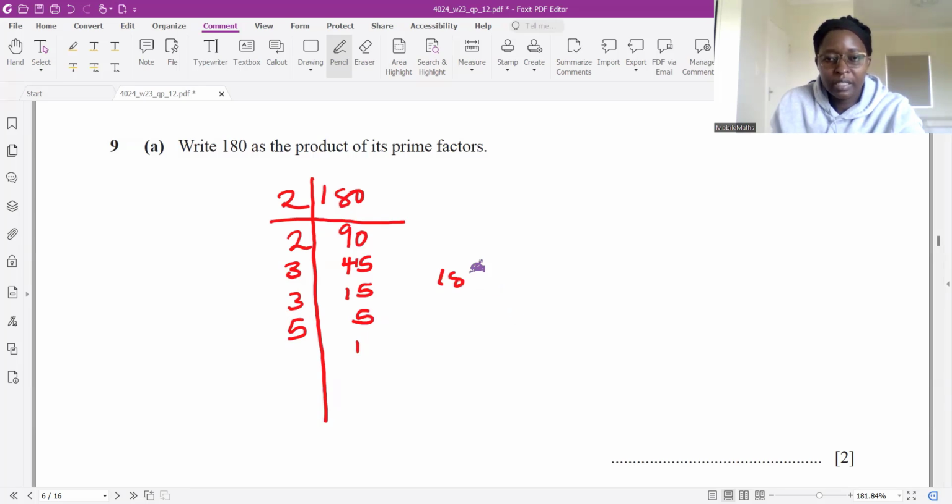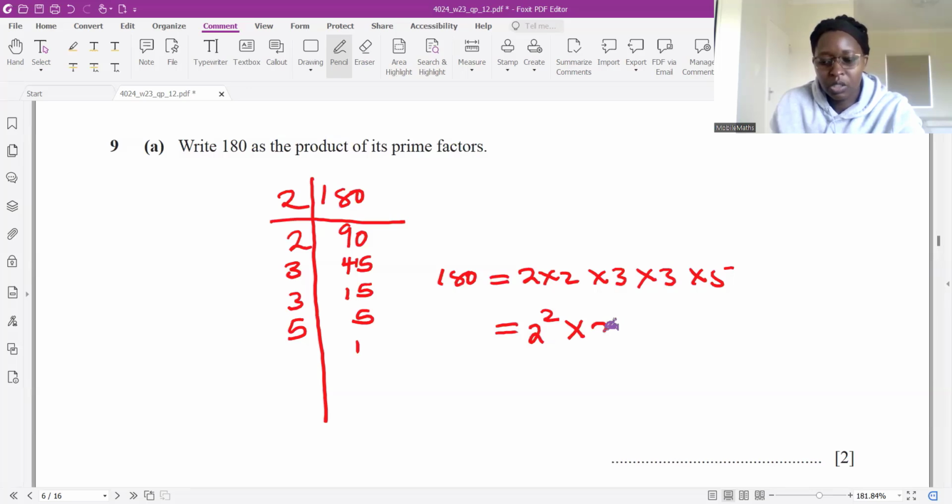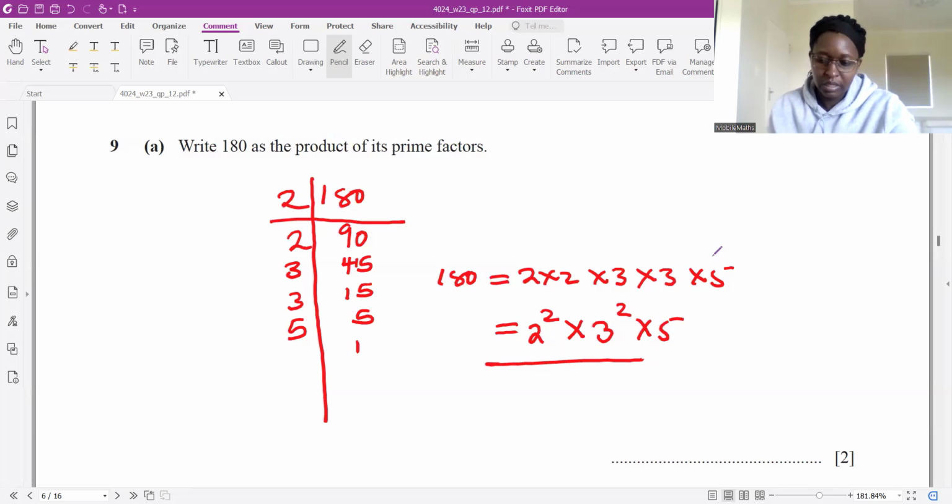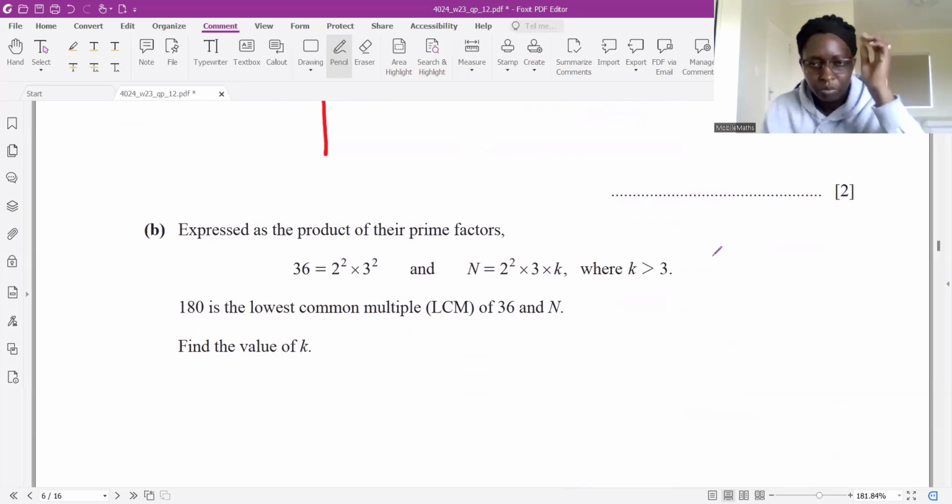So 180 in terms of product of its prime factors is 2 times 2 times 3 times 3 times 5. So this is like 2 to the power of 2 times 3 to the power of 2 times 5. It's all okay like this. Okay, let's move on. Express as the product of their prime factors.